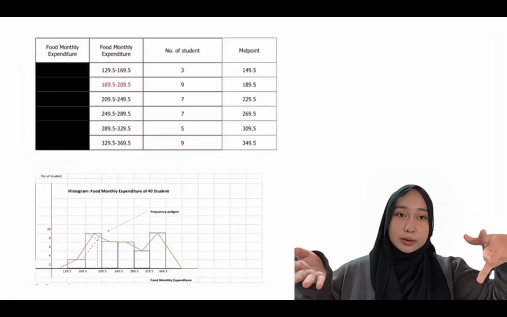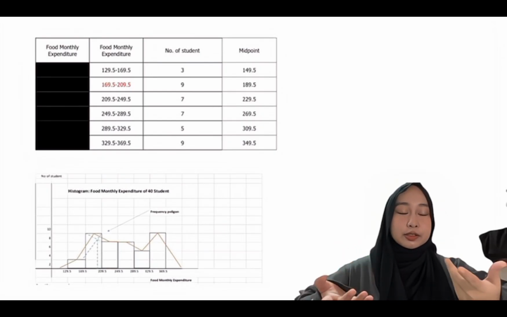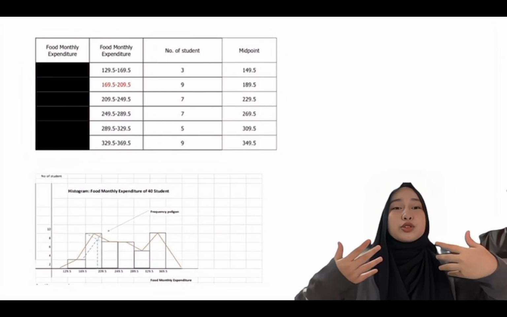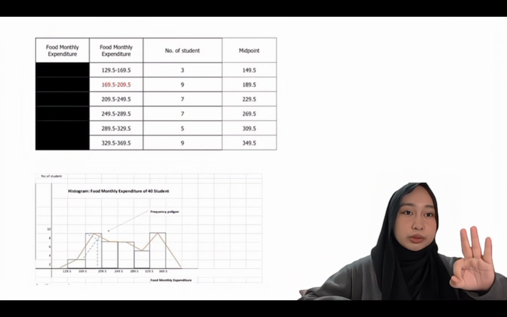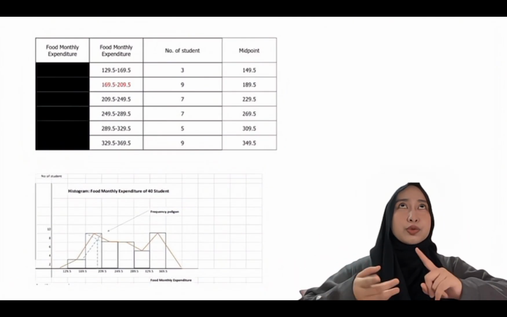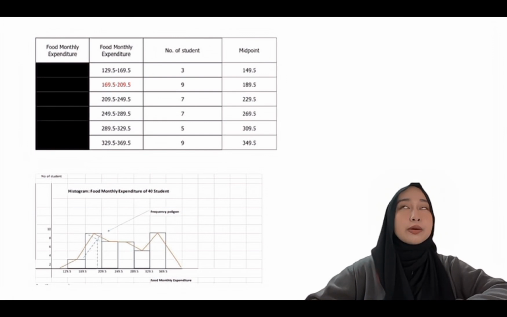This slide shows the monthly food expenditure of 40 students divided into 6 different expenditure ranges. Each range shows the number of students and the midpoint for each class. For example, 3 students spend between Ringgit 139.50 and Ringgit 169.50, with a midpoint of Ringgit 149.50.